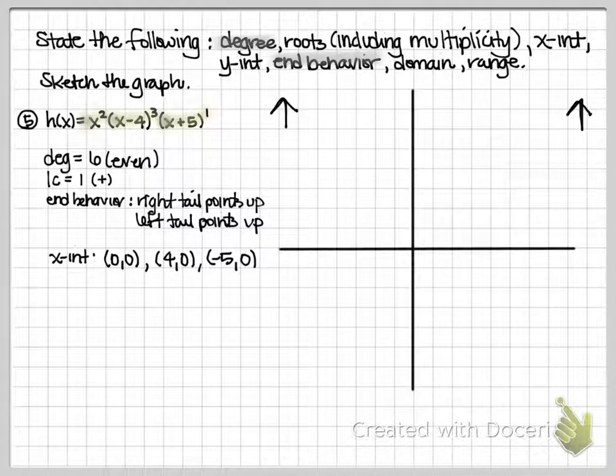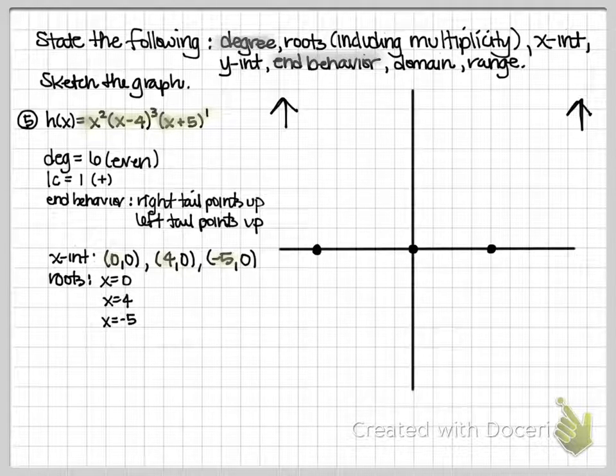And then as soon as I find the x-intercepts, I go ahead and plot them personally. So I plot 0, 0 as a point on the graph, 4, 0 as a point on the graph, and negative 5, 0 as a point on the graph. Now once the x-intercepts are on there, I can go ahead and identify my roots. So I know that I have x equals 0, x equals 4, x equals negative 5.